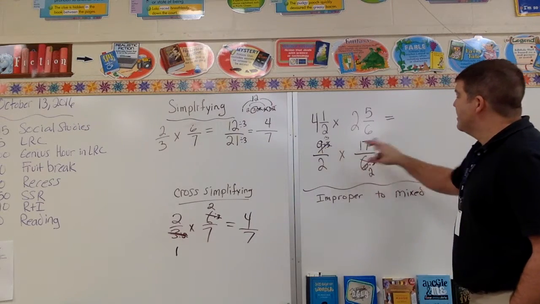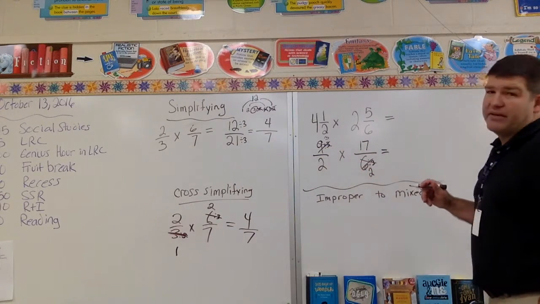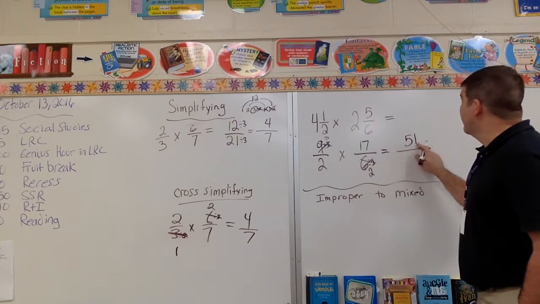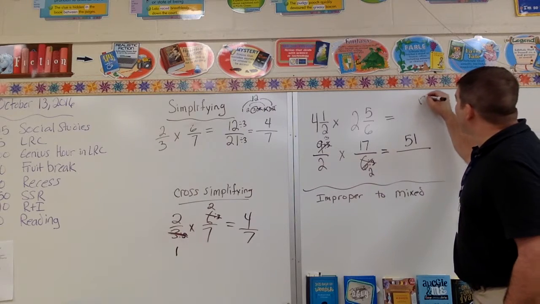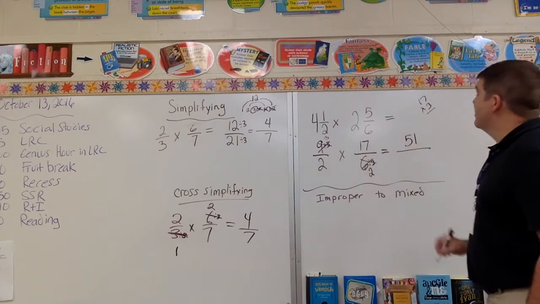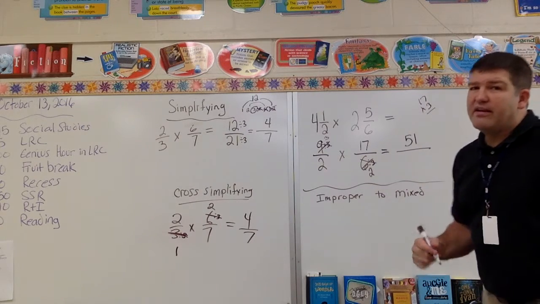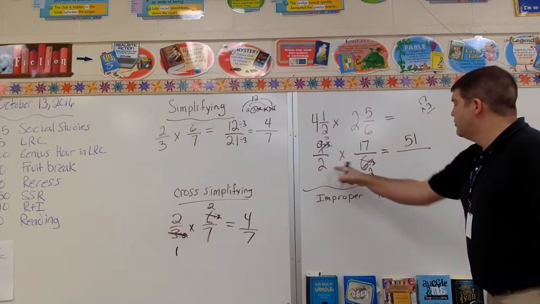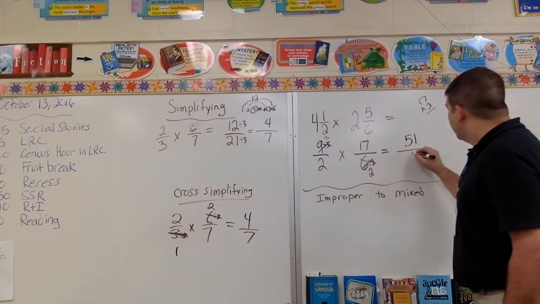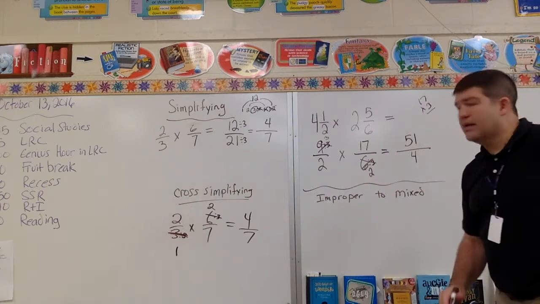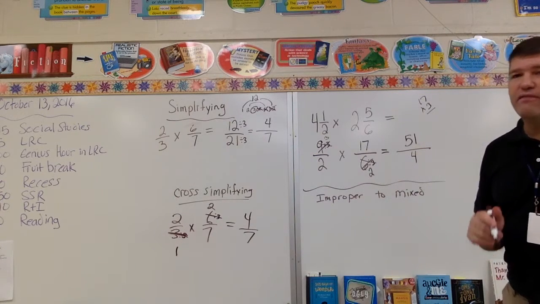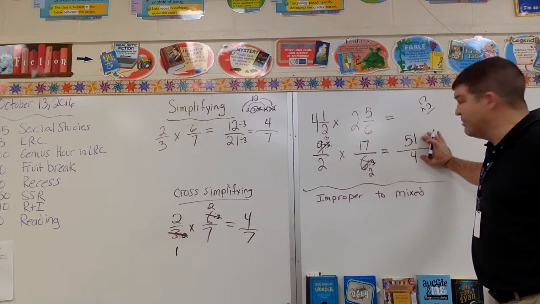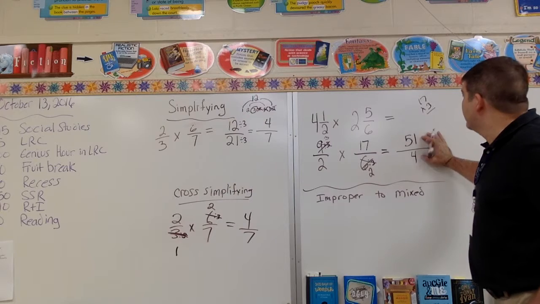So 3 times 17, 51. I don't care if you use a calculator for that, or if you come over here and do something like that, or if you know it in your head, as long as it's the right answer. Okay? 51. 2 times 2 is 4. Okay, 51 fourths. All right, I can't simplify this at all. It's already in its simplest terms. So I've solved it.